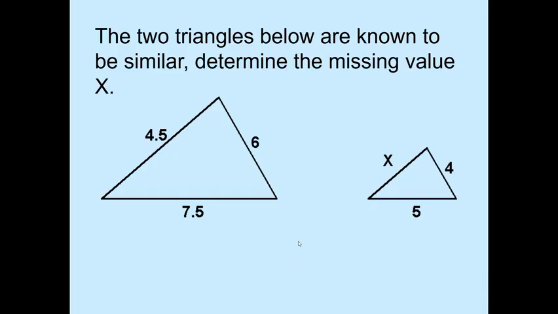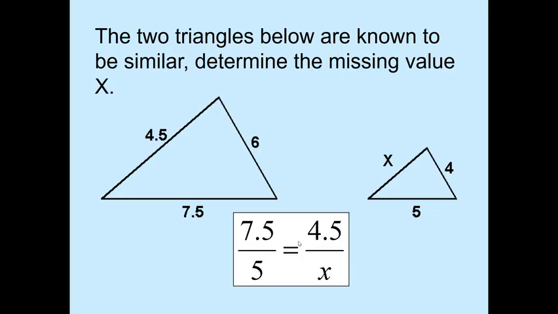All right. Okay, we've got two triangles below that are known to be similar. Determine the missing value. Now, this is where we're going to have to use a little cross multiplication. We're going to have to set these up. Let's go for a side on this triangle that we know. And what is its proportional side? 5. Okay, because it says they're known to be what? Similar. So they're telling you they are similar triangles. Their sides are going to be proportional. So notice here, 7.5 and 5.